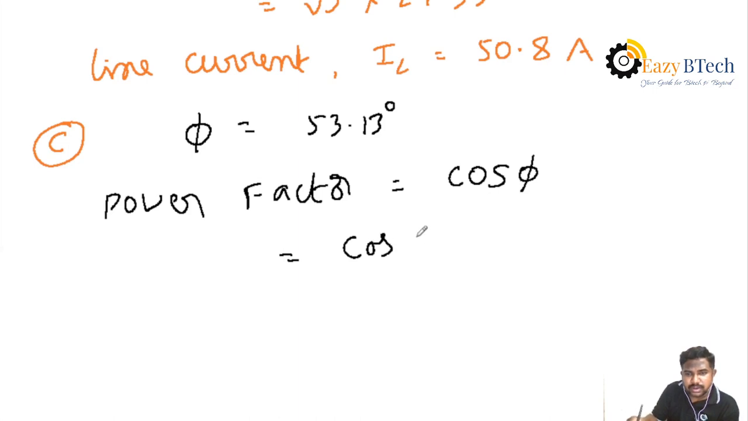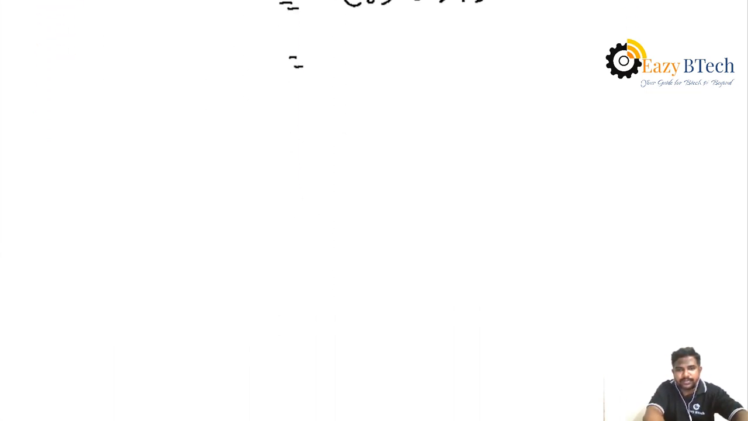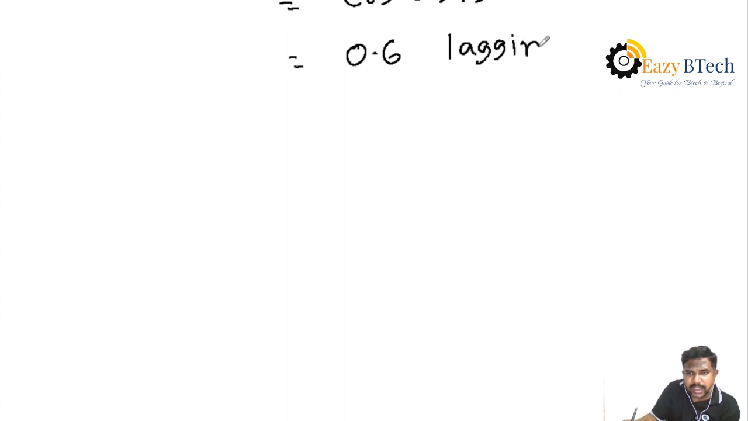Cos of 53.13 is 0.6. This value is positive, so the power factor is a lagging power factor. If in calculations you obtain a negative value for the power factor, then it is a leading power factor. If the value of power factor is positive, it is lagging; if negative, it is leading. This is the cos phi value, the power factor.